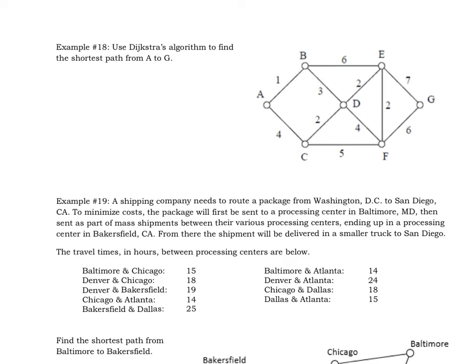So recall that the first thing we do is we find the end point and we mark that as 0. Okay, the next thing we do is calculate the distance from the end point to the adjacent vertices. So it looks like we have a distance from G to E of 7 and a distance from G to F of 6.